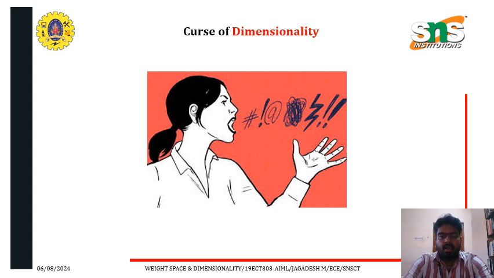For the best example, take a saint who is sitting and doing meditation deep in the forest, and some other person is disturbing that saint. At the time, the saint will get angry and immediately he will do the curse. Like you go like a dog, you go like a monkey, you become like a donkey. So this is actually a curse. Now, how this curse of dimensionality is related to machine learning, that we will see.